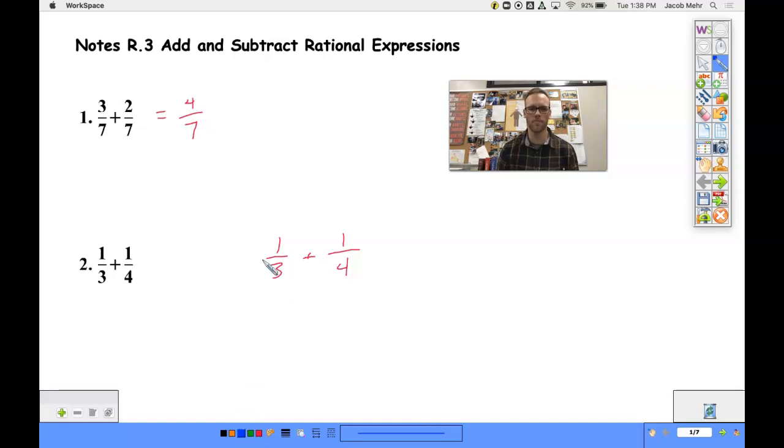Well, what's the smallest number that 3 and 4 both go into? 12 is, right? So to get this to be a 12 here, I need to multiply that 3 by 4. But I can't just do it in the denominator, I need to do it in the numerator as well. That way we're really multiplying by something equivalent to 1. And over here I would multiply by 3 over 3. This gives me 4 twelfths plus 3 twelfths, which is now 7 twelfths. So what we do when we add, to get a common denominator, we multiply by whatever factors we need to get to that LCD and then add.